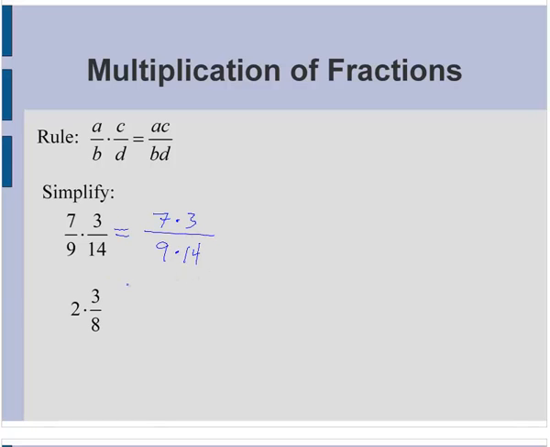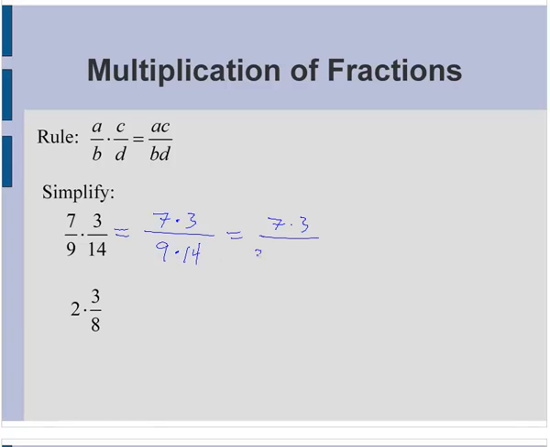Now we can multiply these out. 7 times 3 is 21, and 9 times 14 is 126. But then we may need to reduce the fractions like in the previous exercise. So instead what I'm going to do is leave these in a factored form. 7 times 3 is simply 7 times 3. Those cannot be factored further.